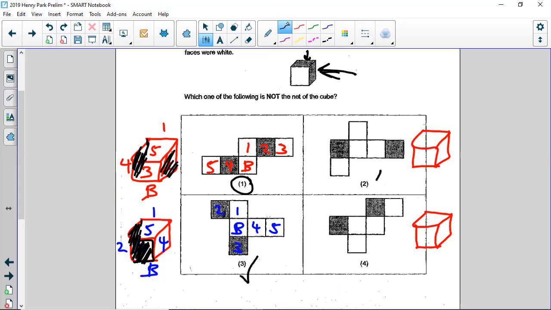And of course, if you do the same thing for number 2 and number 4, they are also correct nets. So which is the wrong net? The wrong net is number 1. Okay, so what's the lesson here?